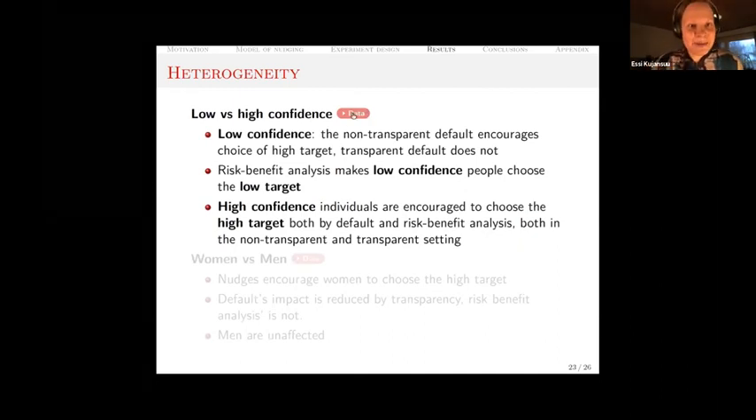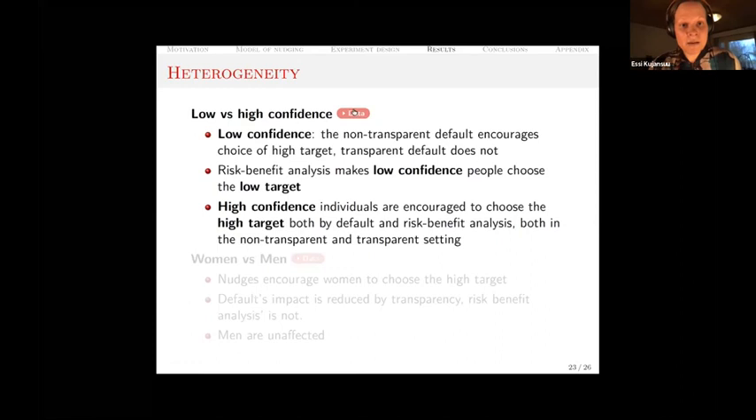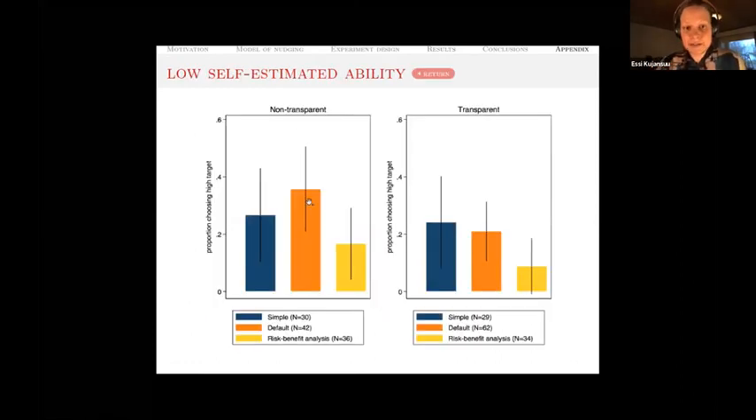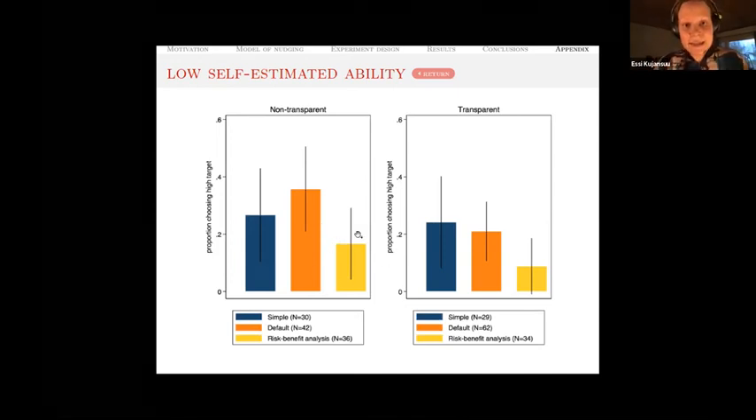I'm not sure how I'm doing with the time, but to look at the data, I collected their confidence levels, their belief that they can reach the high target. If I look at those who report low confidence, for these people, the low target is the optimal choice to make. We find that they are affected by the default in a positive way, as in getting them to choose the high target. But when we impose transparency here, this effect is much reduced. And what is important here with the risk-benefit analysis is that these people should choose the low target because they don't actually believe that they can reach the high target with high probability. And when we ask them to think about their chances of success, they actually choose what is more rational in their case, the low target, at higher proportions.